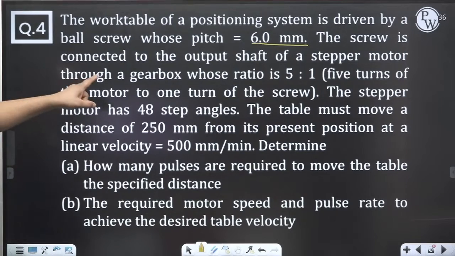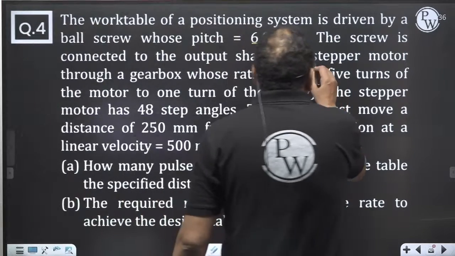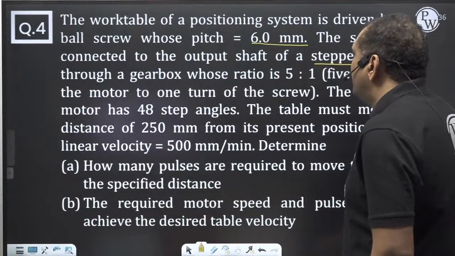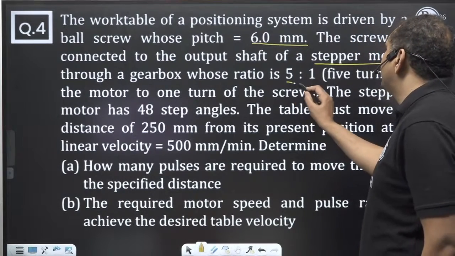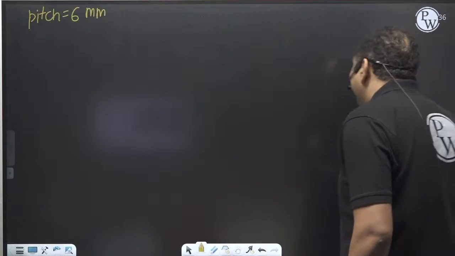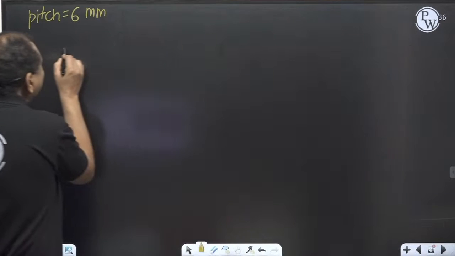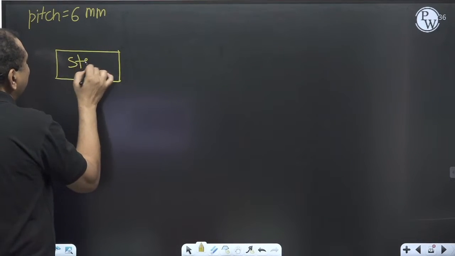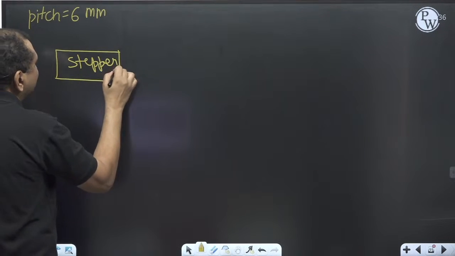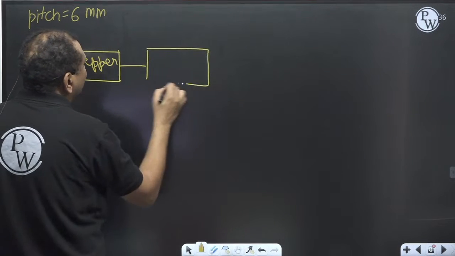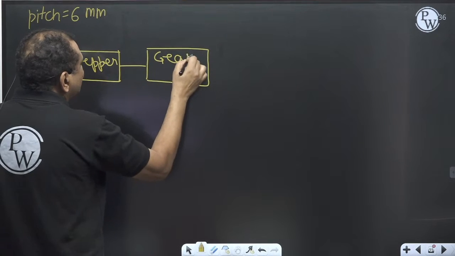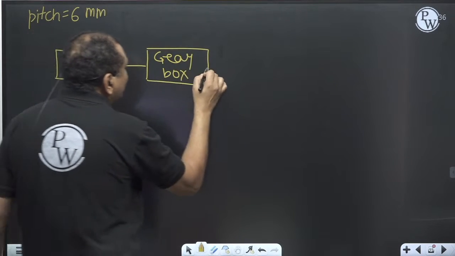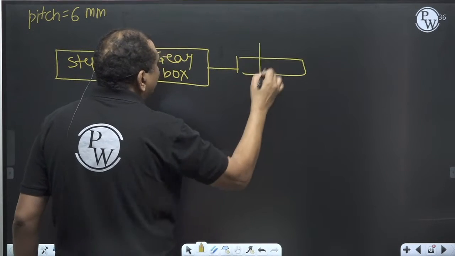The screw is connected to the output shaft of a stepper motor through a gearbox whose ratio is 5:1. I told you, no? Make the diagram. Stepper. Here is a gearbox. And here is a lead screw. Okay?